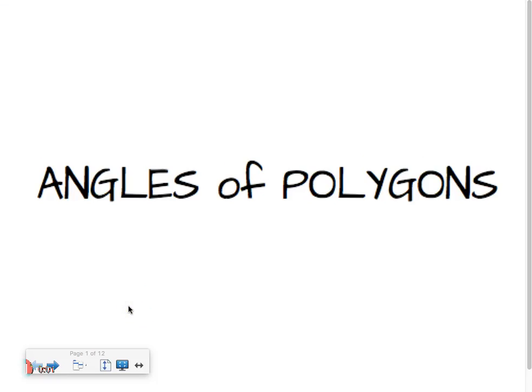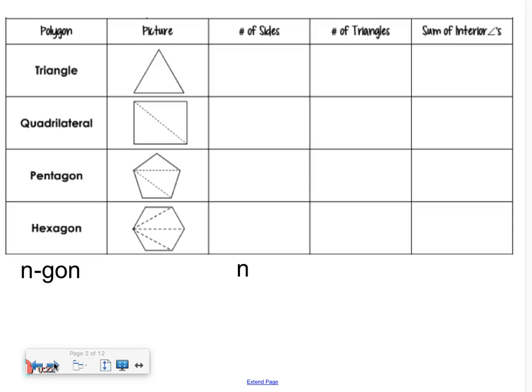Okay, but now we are moving on to polygons. Let's review what a polygon is. A shape, essentially, that's not rounded, right? We're more specifically going to talk about quadrilaterals this chapter, but today is all about their angles. Okay? So this first slide is not in your notes, but let's just fill out this chart together.